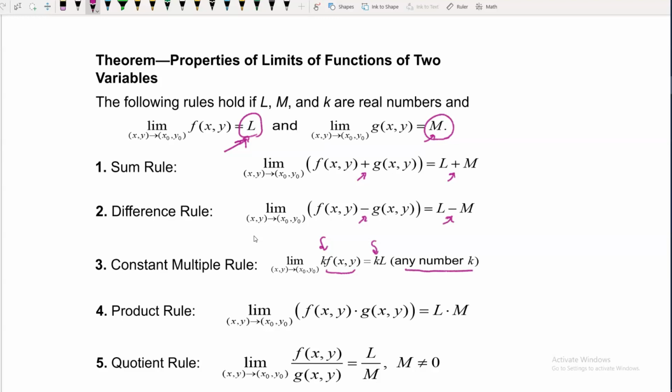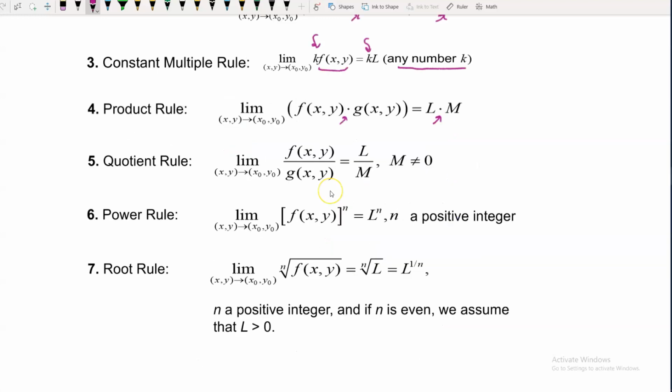Number four, product rule. Limit as (x, y) approaches (x naught, y naught) of f of x, y multiplied by g of x, y. So here we have multiplication. We're going to use, again, what was given, L and M, but here multiply. Number five, quotient rule. Limit as (x, y) approaches (x naught, y naught) of f of x, y divided by g of x, y is equal to L divided by M. M is in the denominator, and the denominator shouldn't be equal to 0. So here M is not equal to 0. If we had 0 in the denominator, that means this is undefined.